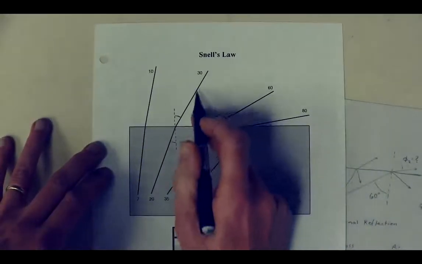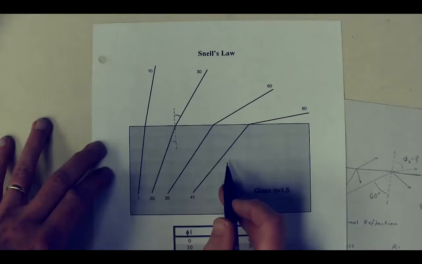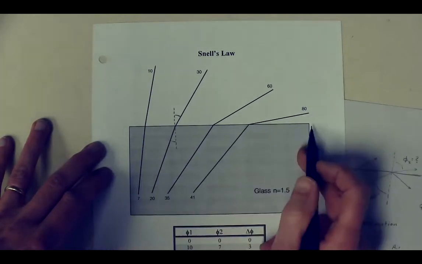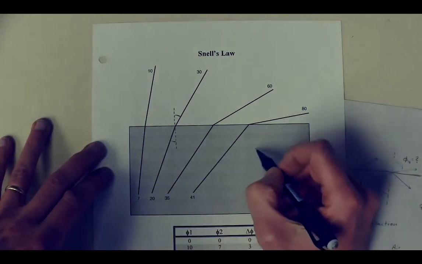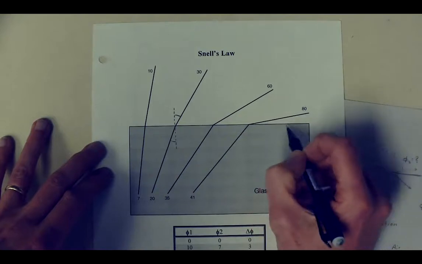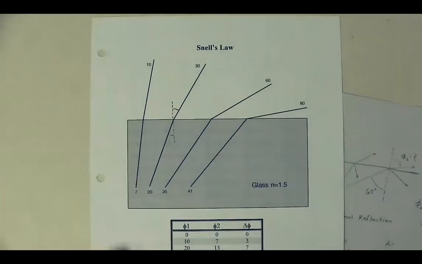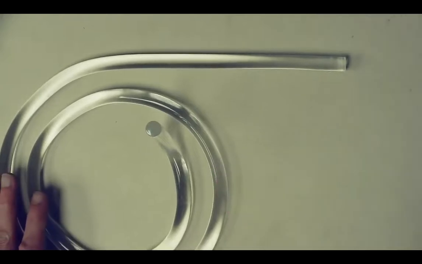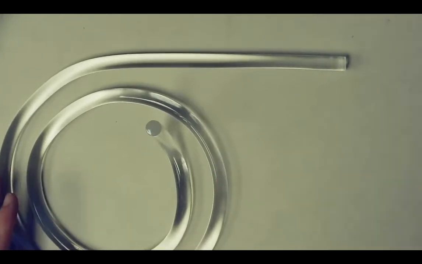All of these rays out here do in fact penetrate inside, but not all of the rays on the inside connect to a ray on the outside. Some of them at a greater angle are totally internally reflected. This can be seen in some interesting ways. I'll show you one common way this is used, which is in fiber optics.